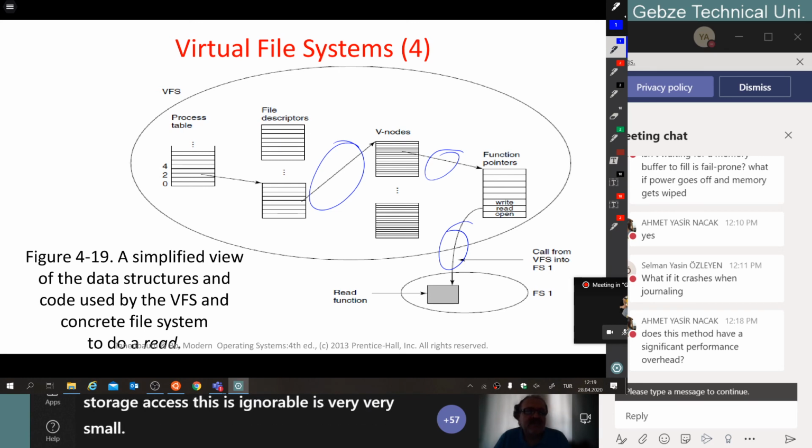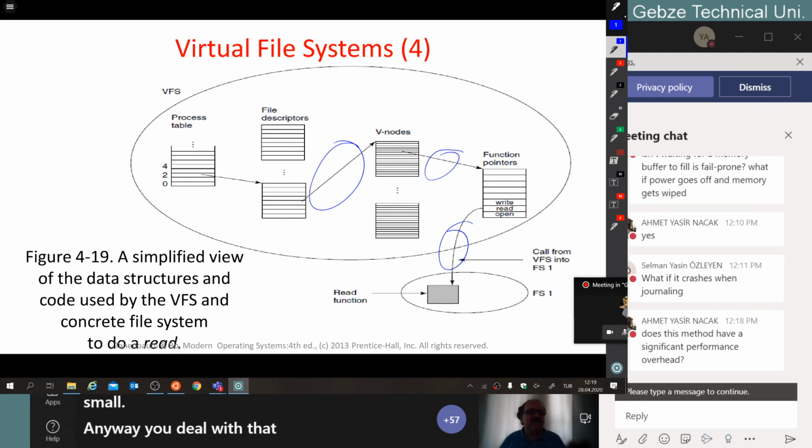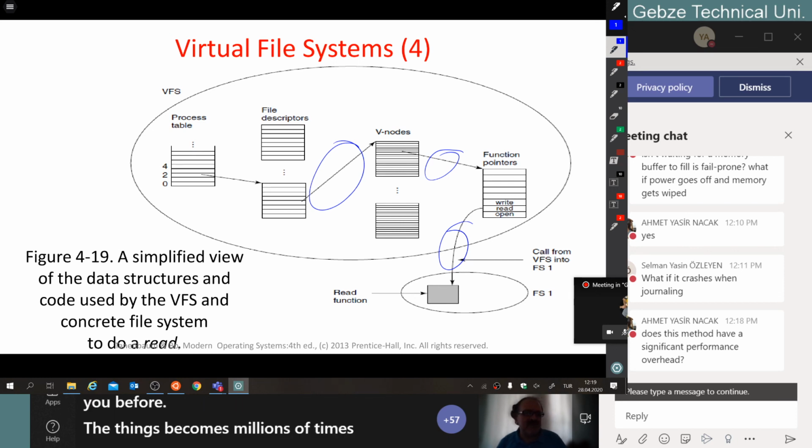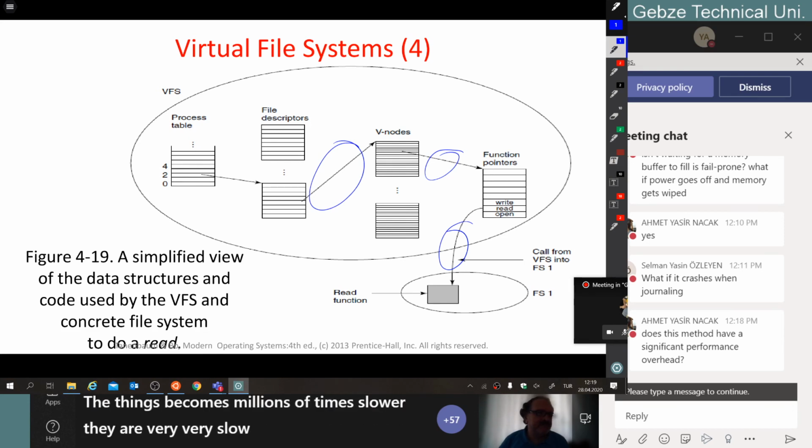When you start dealing with the disks, remember the table that I showed you before? When you go to the disk, things become millions of times slower. They are very, very slow. Okay, good. Any other questions?